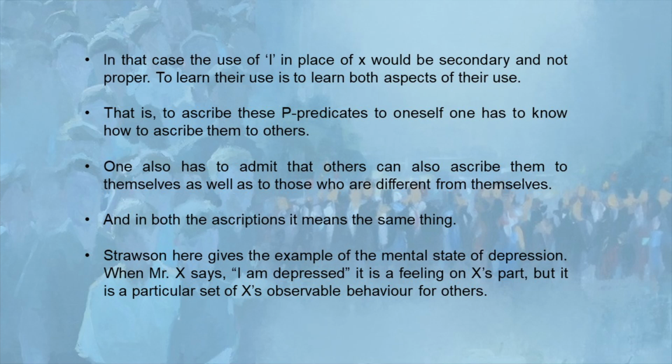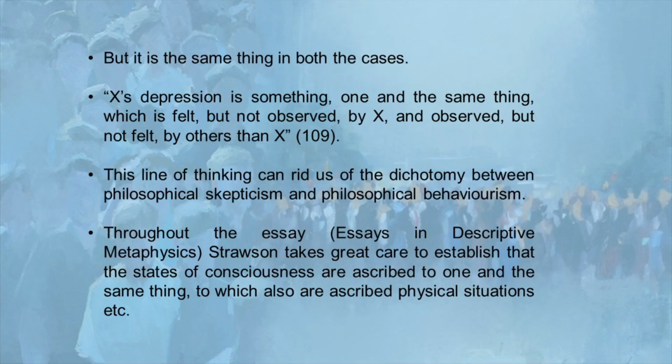That is, to ascribe these P predicates to oneself, one has to know how to ascribe them to others. On the other hand, one also has to admit that others can also ascribe them to themselves as well as to those who are different from themselves. Now, in both the ascriptions, it means the same thing. Strawson here gives the example of the mental state of depression. When Mr. X says, I am depressed, it is fitting on X's part. But it is a particular set of X's observable behavior for others. But it is the same thing in both the cases.